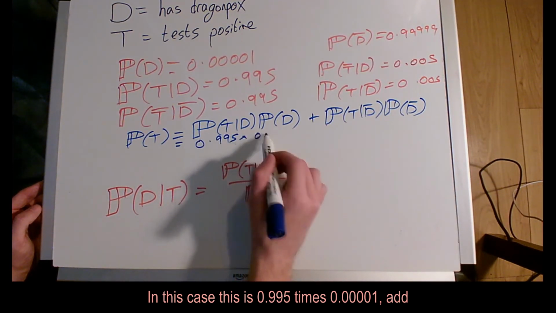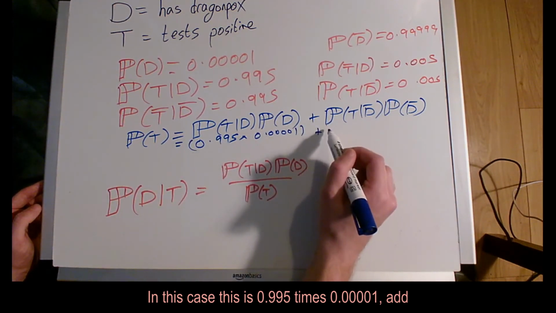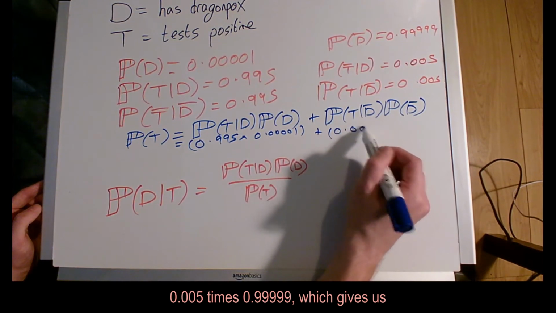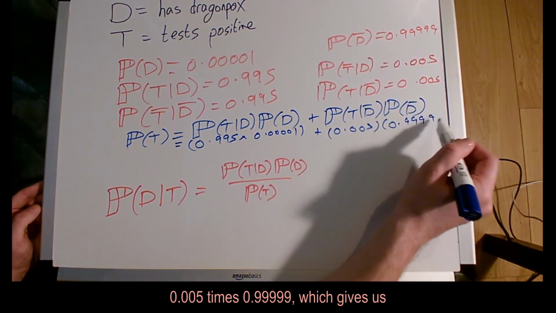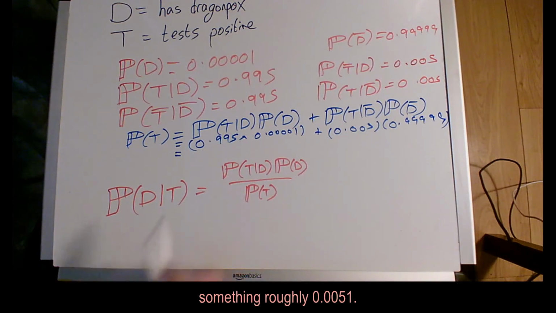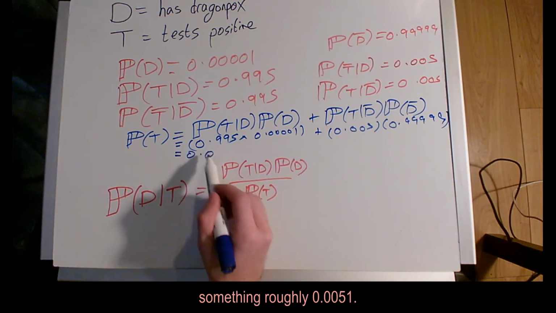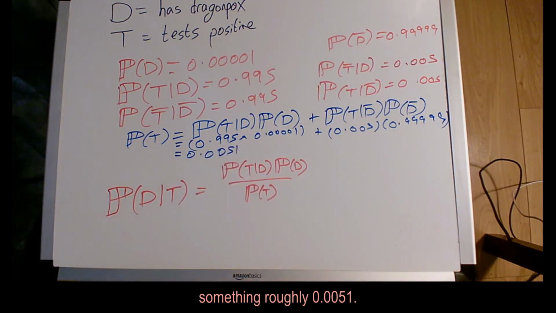In this case, this is 0.995 times 0.00001 add 0.005 times 0.99999, which gives us something roughly 0.0051.